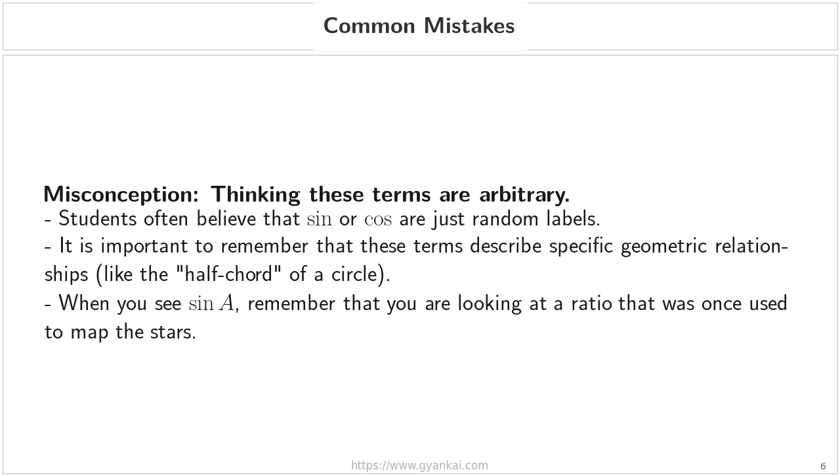When you see a term like sine of angle A, I want you to remember that you aren't just looking at a random label. You are looking at a ratio that describes a specific geometric relationship, much like the ancient concept of the half-chord of a circle. In fact, when you see sine of angle A, try to visualize that historical connection, that this ratio was once a vital tool used by astronomers to map the very stars in our sky.